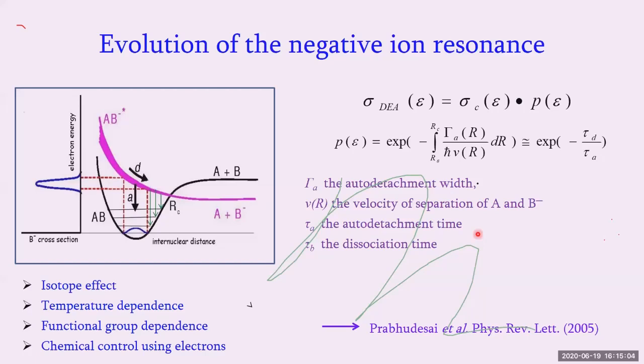It shows the temperature dependence of the DEA cross section, even functional group dependence, which we investigated quite extensively in the last 15 to 20 years, and the chemical control using electrons.